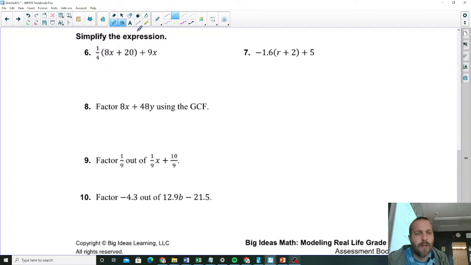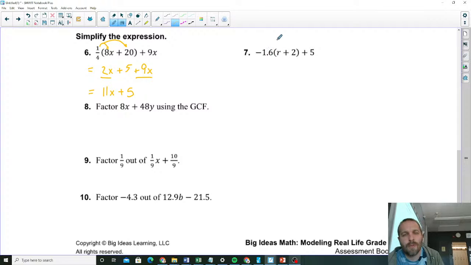Okay, so we're going to distribute here. So 1/4 gets multiplied here and here. 1/4 of 8 is 2, so we have 2x. 1/4 of 20 is 5. And then we have plus 9x. We can add 2x with 9x. That makes 11x plus 5.